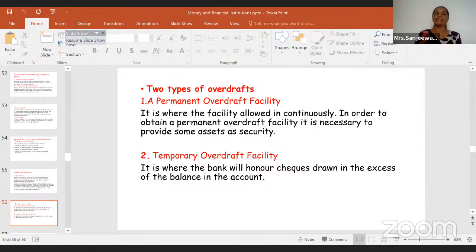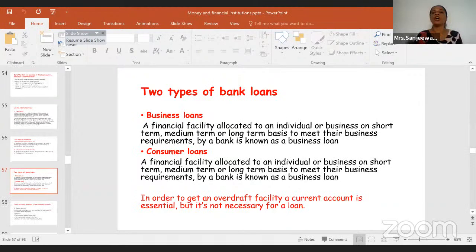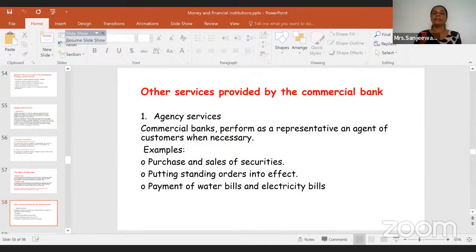Then two types of bank loans. Now there are two types of bank loans, business loans and consumer loans. Business loans you obtain for your business, for expansion or just to buy your business building. Consumer loans are just for your personal use, for individuals, for the students or for housing or whatever. That's consumer loans.